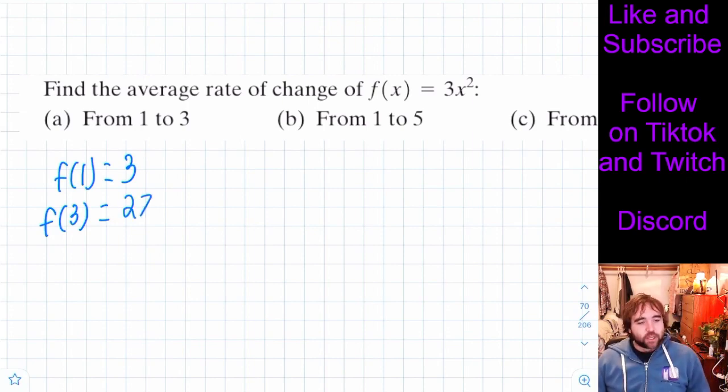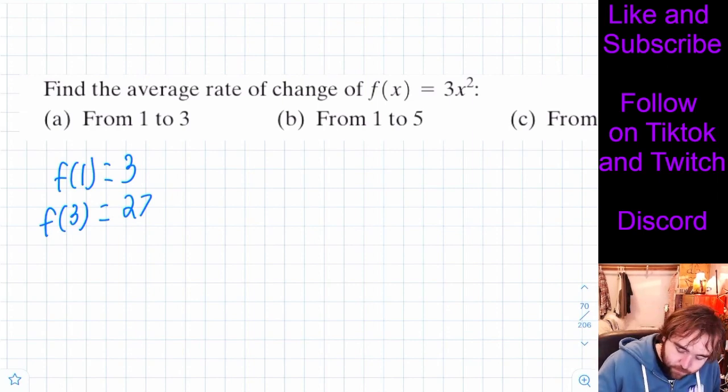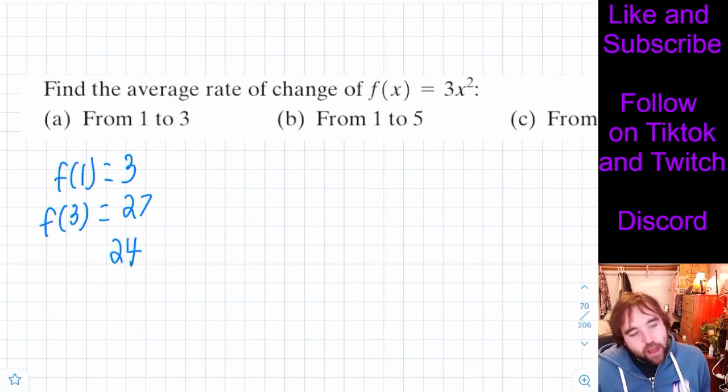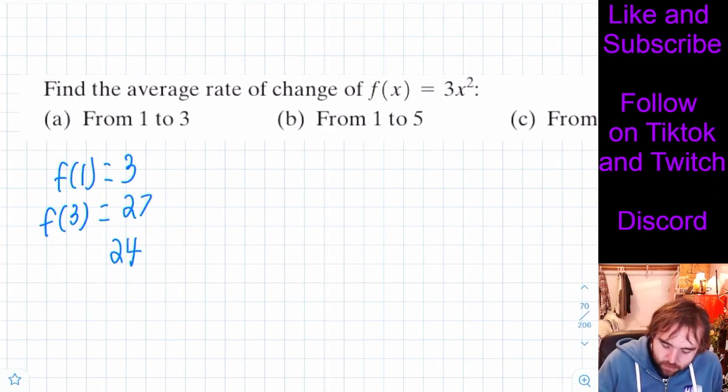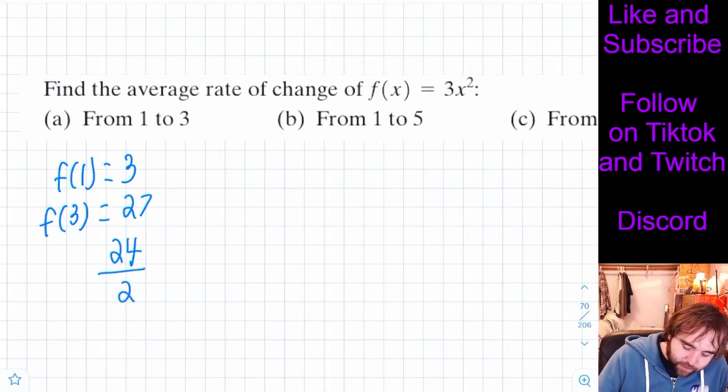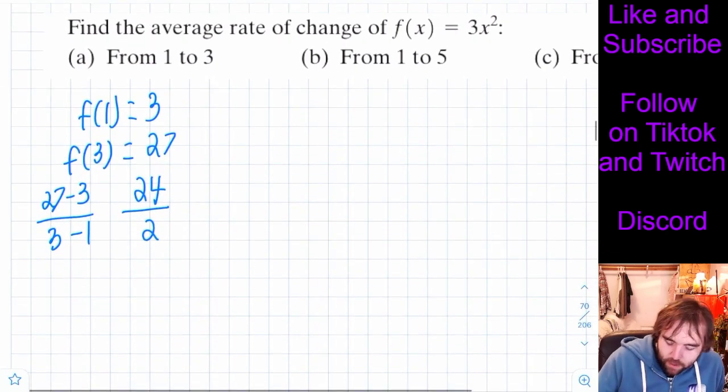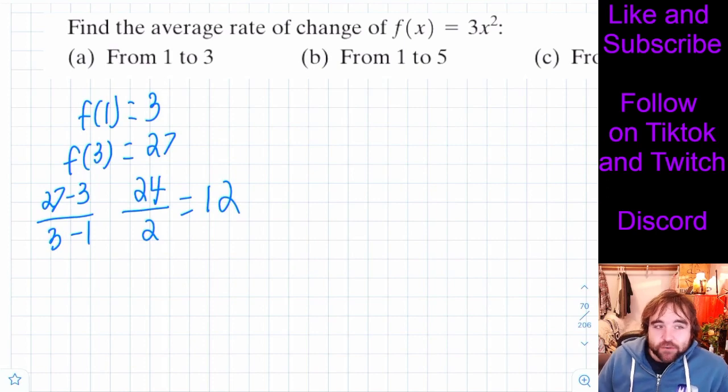So what was the average change in that value? Well, how much did it change by? It changed by 24, right? And how much did the x change by? It changed by 2. So to be clear, we did 27 minus 3 over 3 minus 1. And that got us 12. And that's the average rate of change. So it's on average. So they're thinking when x changes by 1. Like I said earlier, x is always like the time. So you could think about this in like miles per hour. Average rate of change, average rate of speed. That's like miles per hour. Change in the value over time.